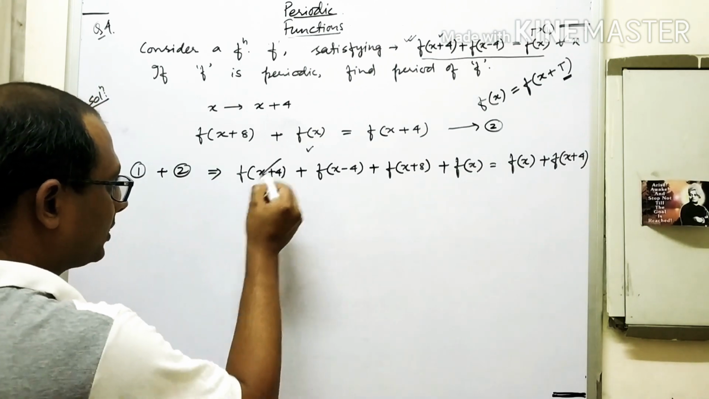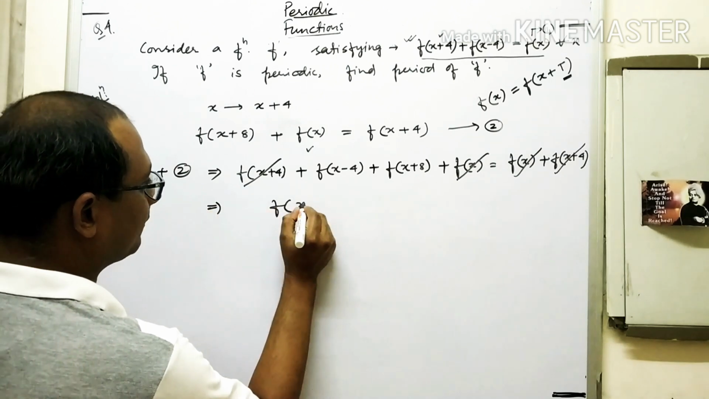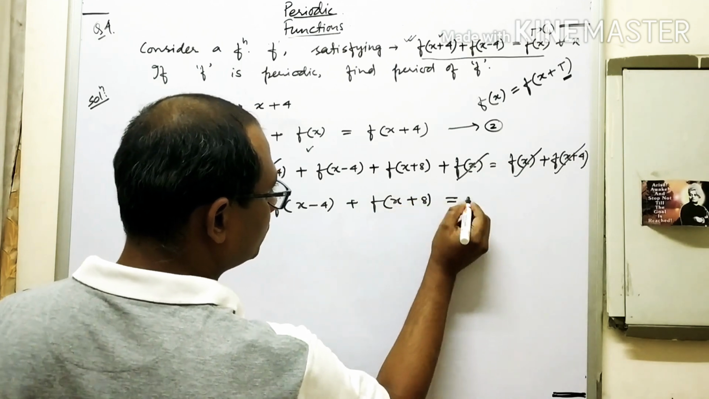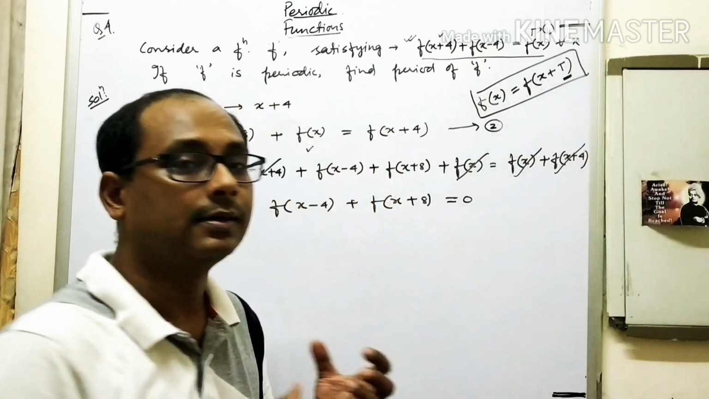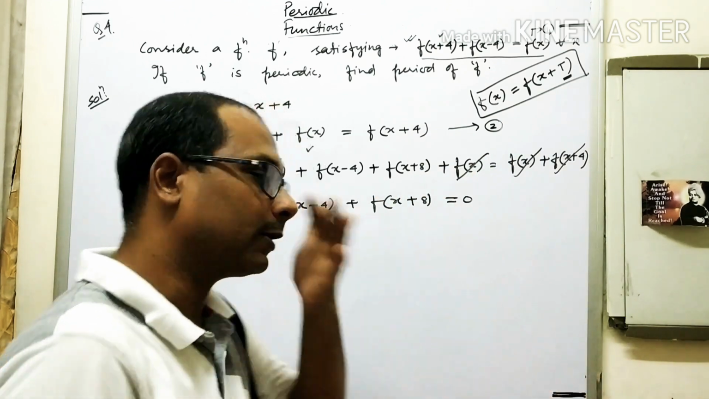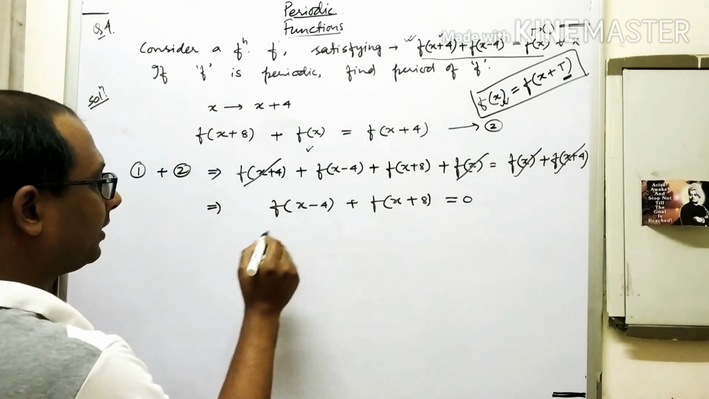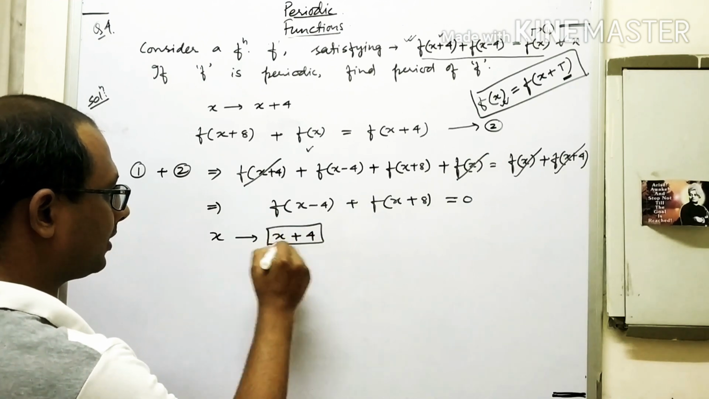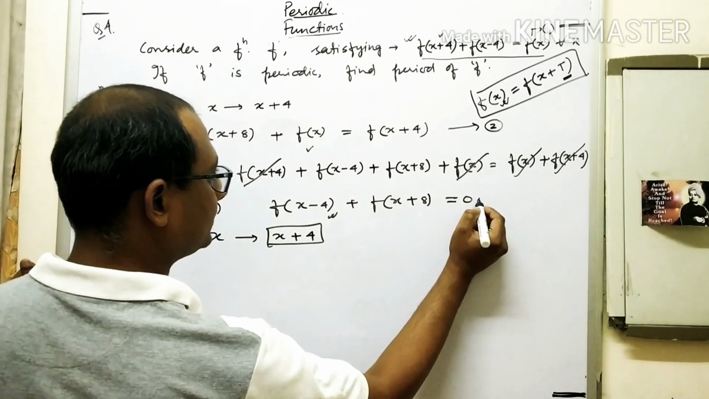So this is what I was talking about. This f of x plus 4 and this f of x will cancel out, and I'll get a new equation involving f of x minus 4 plus f of x plus 8. Again, we must not forget what we are looking for. Our aim is to get something like this: a relation between f of x and f of x plus some positive number. Now, in order to get f of x, I must write x as x plus 4. So I'll get f of x from here. Let us do that and check.